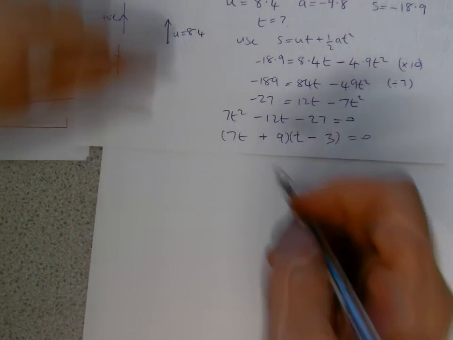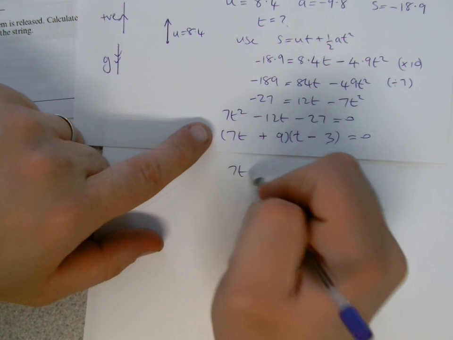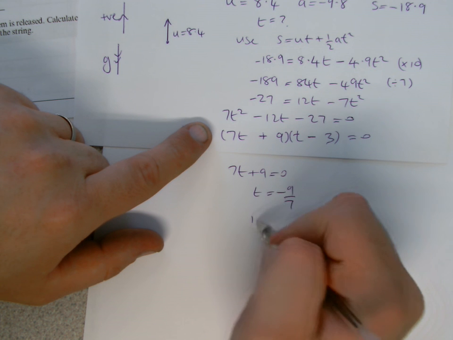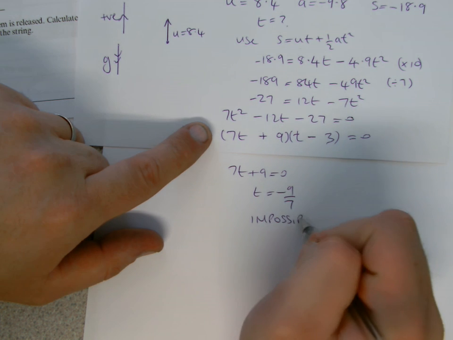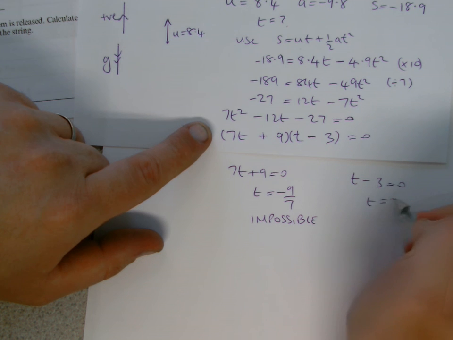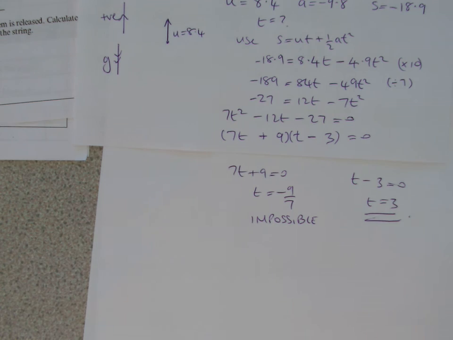We can say that means 7t plus 9 equals 0, which means t will equal minus 9 over 7. Now that is impossible. You can't have a negative time. The other situation is t minus 3 equals 0, and of course t equals 3. That's much more sensible. 3 seconds will be our answer.